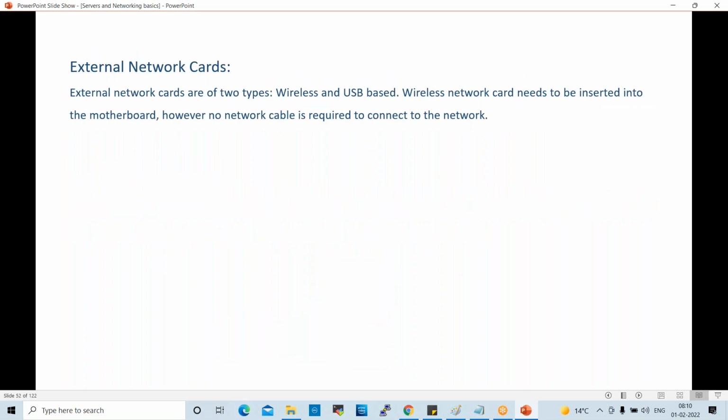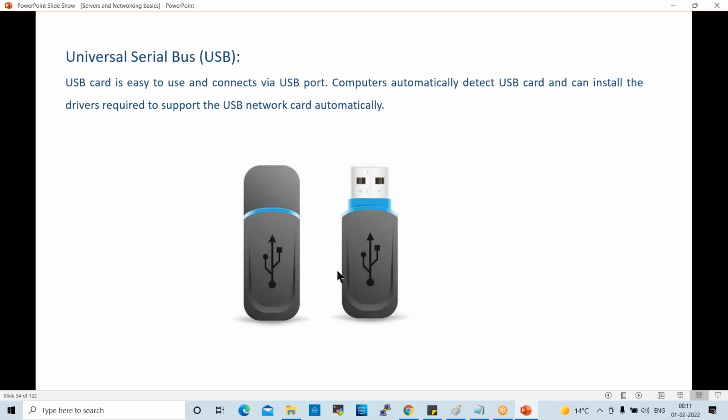External cards. External network cards are of two types, wireless and USB based. Wireless network cards need to be installed into the motherboard, however, no network cable is required to connect to the network. See here, this is an external card. It will connect from outside to the USB port. This is the black one. The black one is the external card. It will connect to the internal card, right? So these are the USB devices.